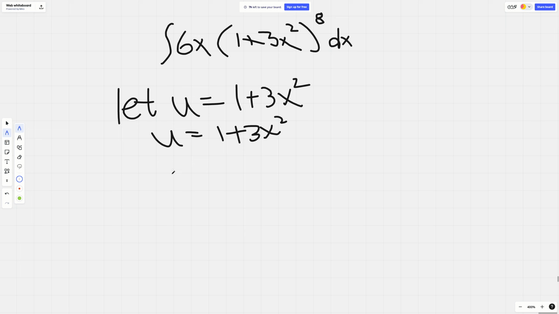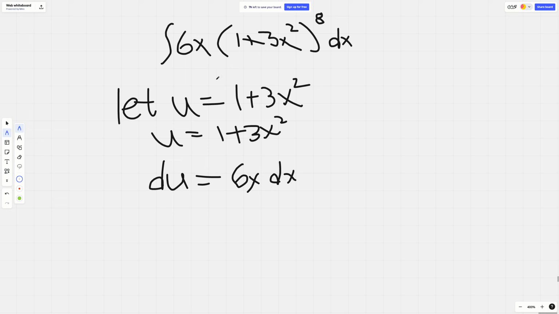If we do that, we see that du is going to be equal to the derivative of 1 + 3x², which is just 6x. But since this is done implicitly, we have to tag on a dx next to it. Cool, that's great, right? We differentiated both sides. But what is something very important to understand here?